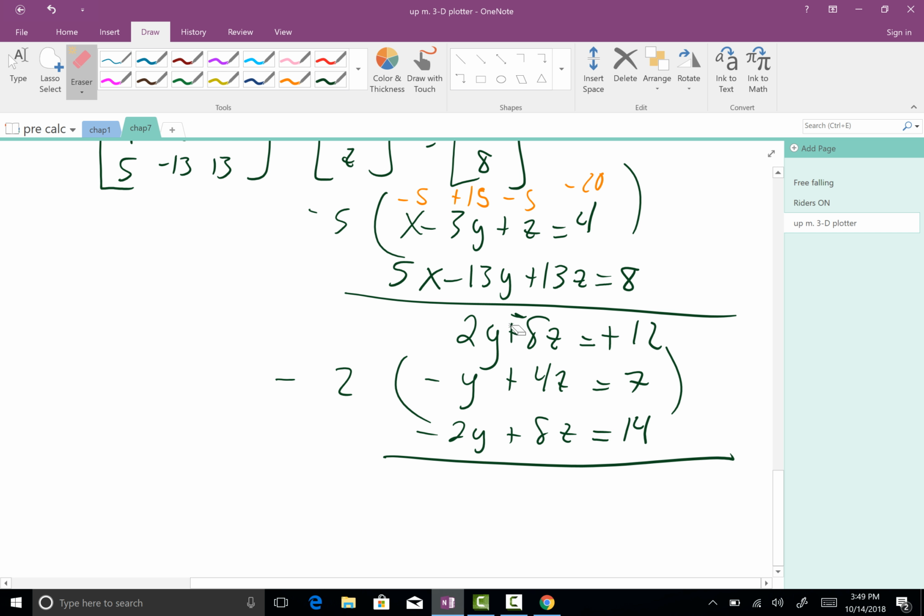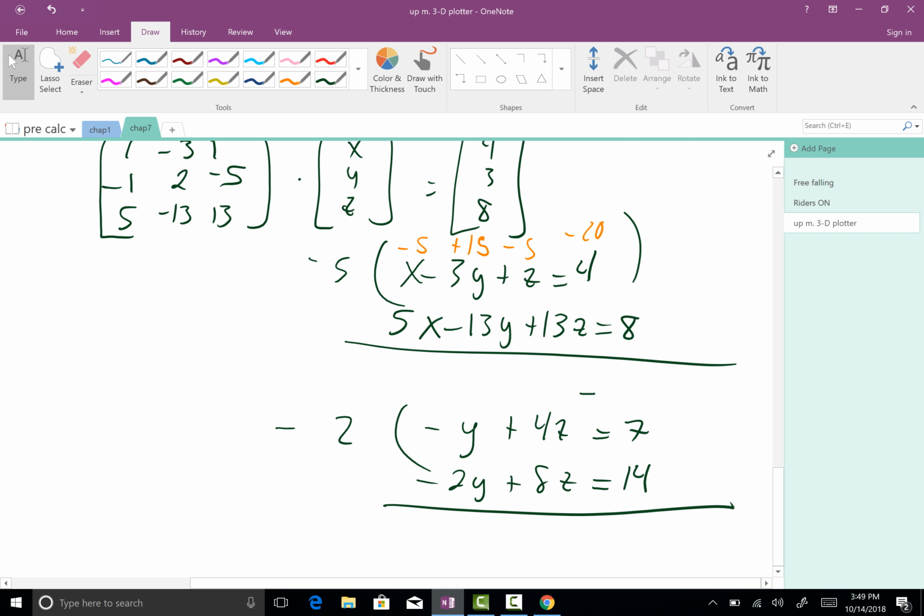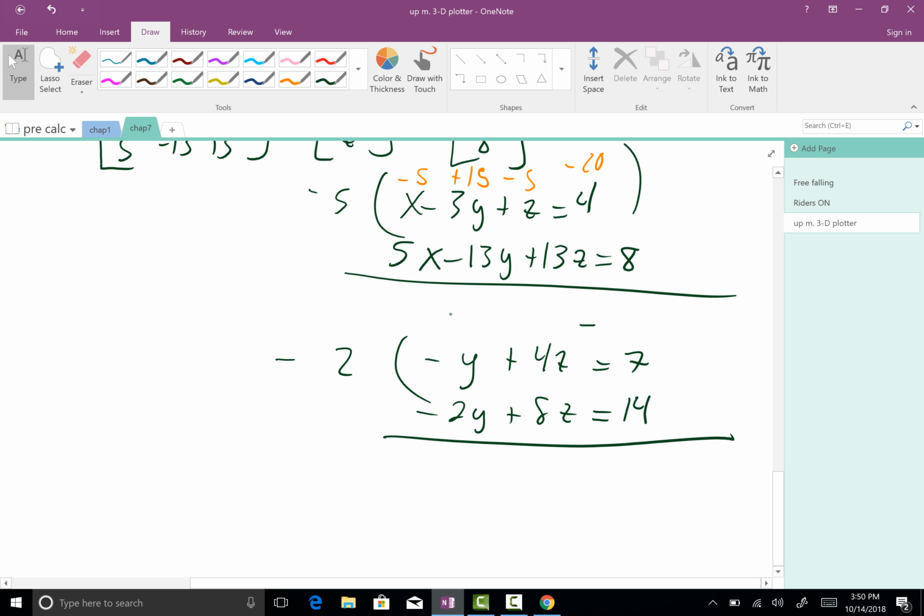Oops. No. Botching this whole thing up. That was from up there. So I'm multiplying this, so I'm going to get negative here. So I'm going to get 2y minus 8z equals negative 14. So now when I add these, I get 0 equals 0. So it shows that they should intersect. This somehow should come out to be a number.